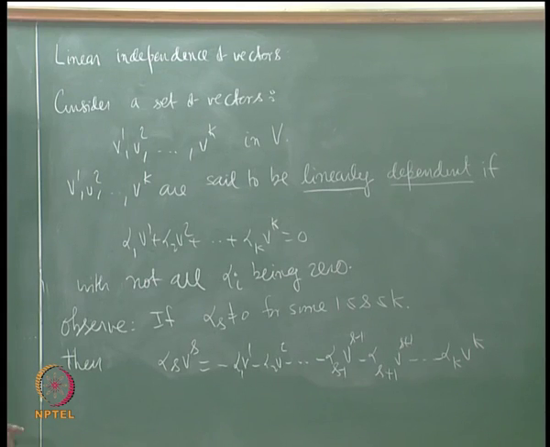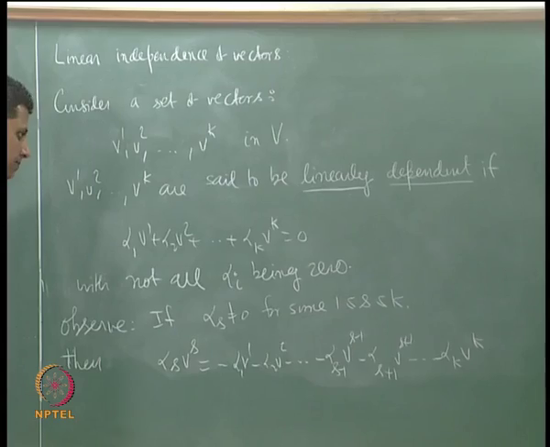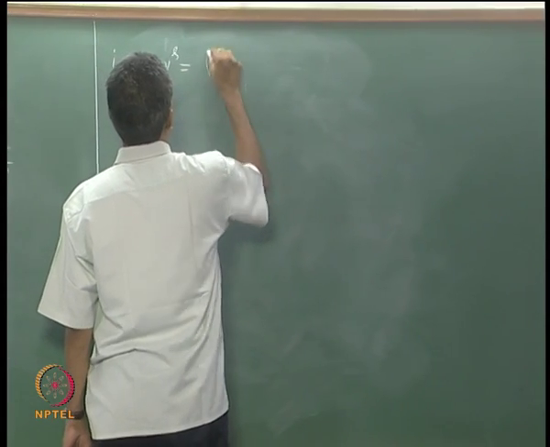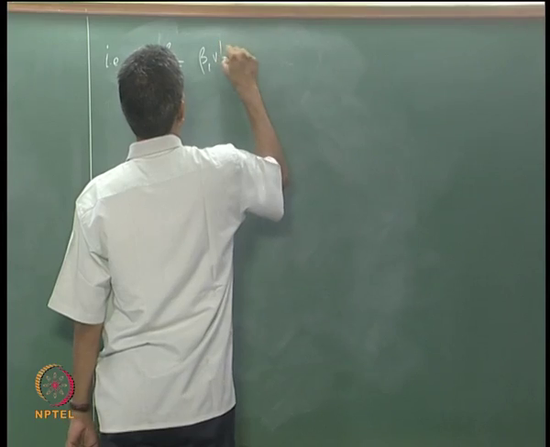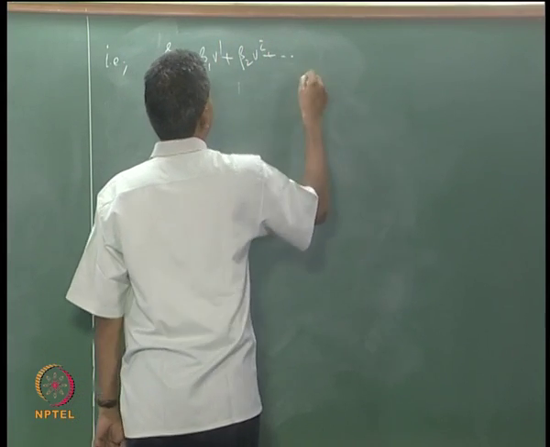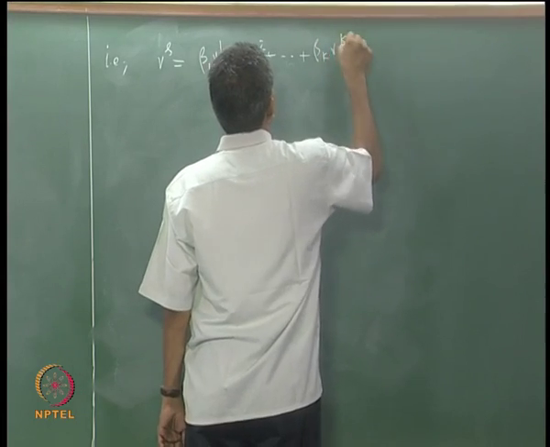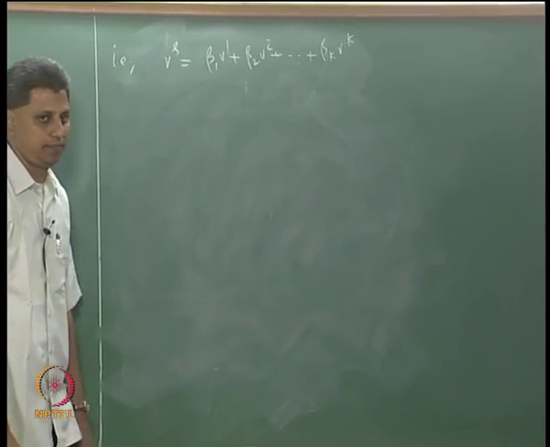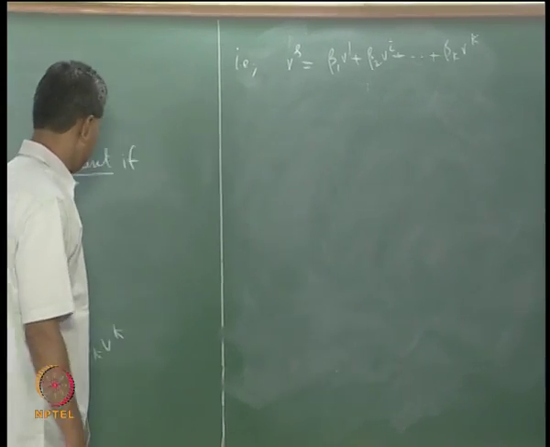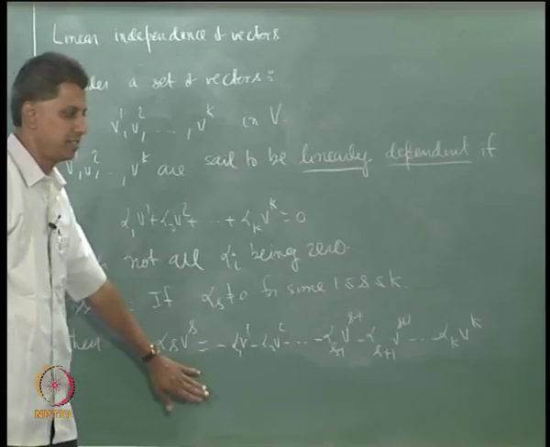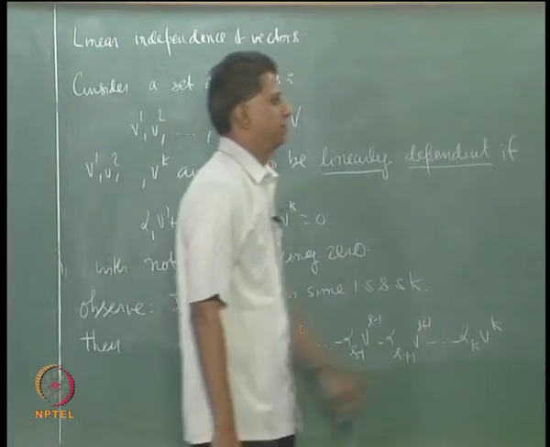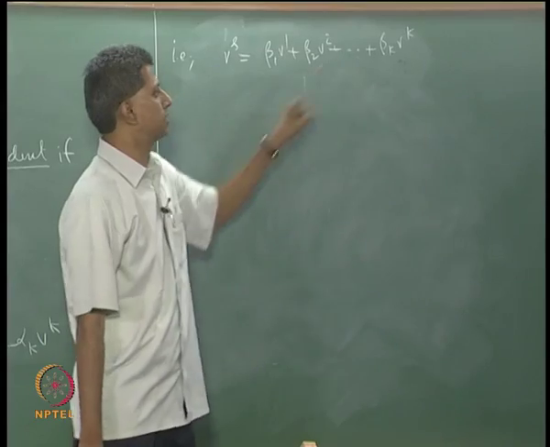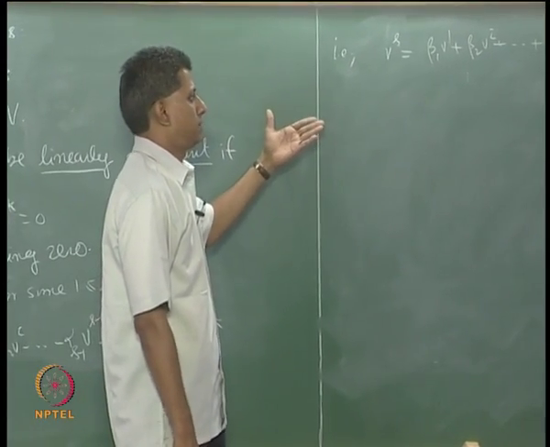Since alpha s is not 0, I will divide this by alpha s. That is, vs is β1 v1 plus β2 v2 plus etc. plus βk vk. You fill up the details. I have written vs, after dividing by alpha s, as a linear combination of v1, v2, etc., vk. On the right side, I won't have the vector vs. This is linear dependence.